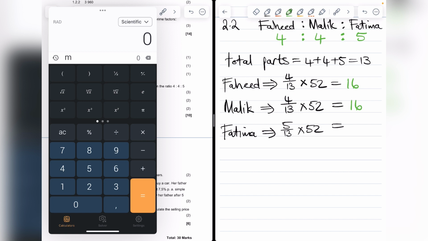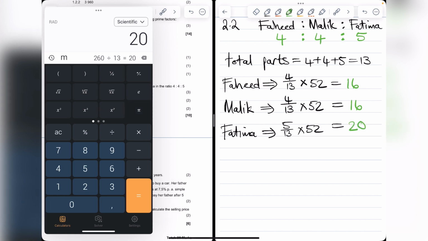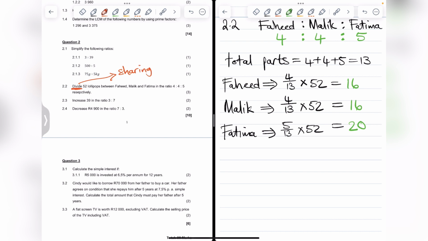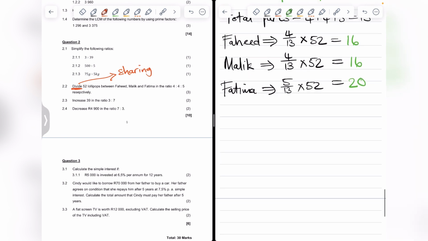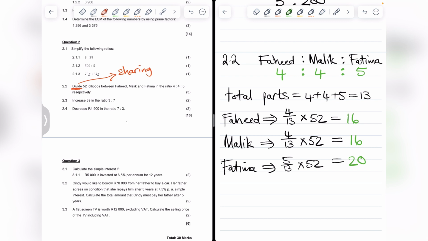You can do it that way, or you can just go and say, well, 52 times my 5 divided by 13. In other words, I'm multiplying the 5/13 by the 52, and I will of course get an answer of 20. And there I have divided the 52 lollipops between the three individuals according to the given ratio of 4:4:5.